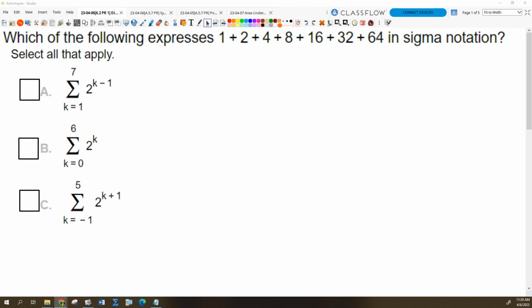If we go all the way up to the last term, 7, 2 to the 7 minus 1 is 2 to the 6. That's 64. Check. Okay, so it works. Everybody see how that works? So this one is good. What about the next one?